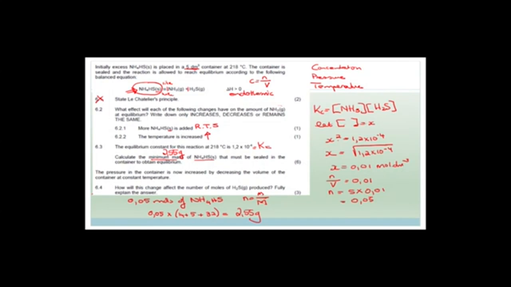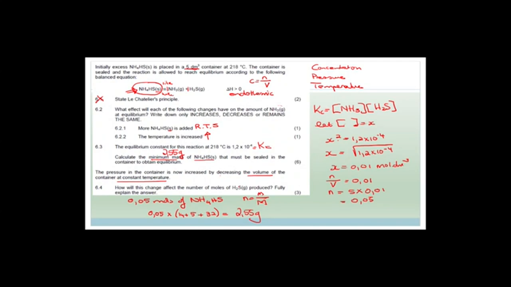There you go. It says the pressure in the container is now increased by decreasing the volume of the container at a constant temperature. How will this change affect the number of moles of hydrogen sulfide produced? Fully explain your answer. Usually with pressure, you have to look at the number of moles of a gas. If you look carefully, there are 2 moles of gas here and no moles of gas here, right? So if we increase the pressure, which way are we going to go? We're going to favor the reverse reaction.